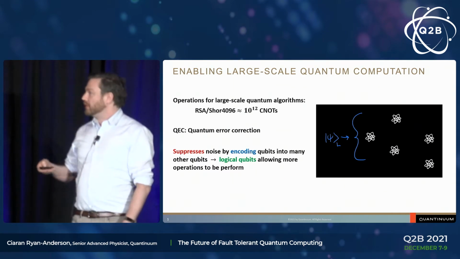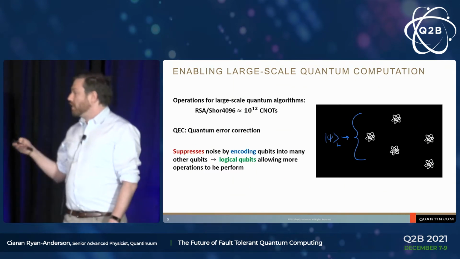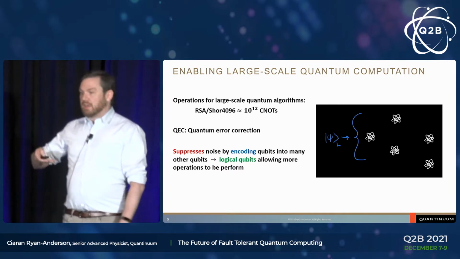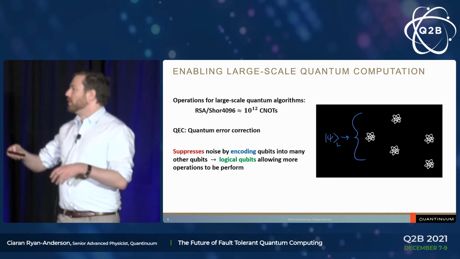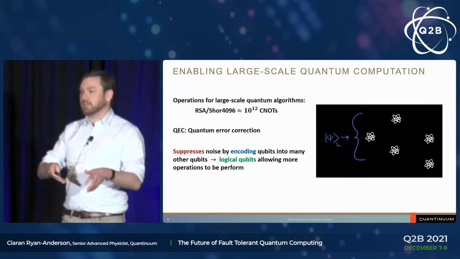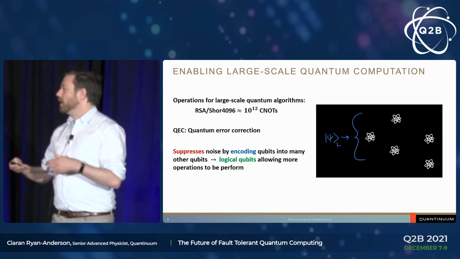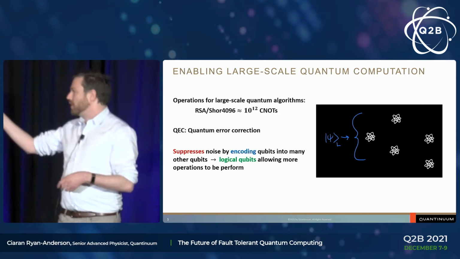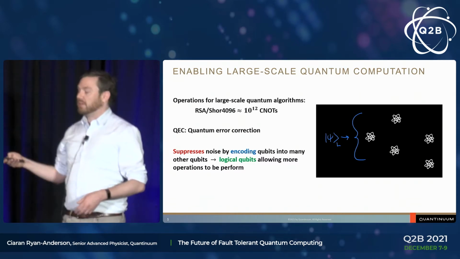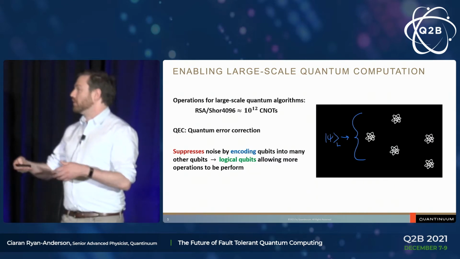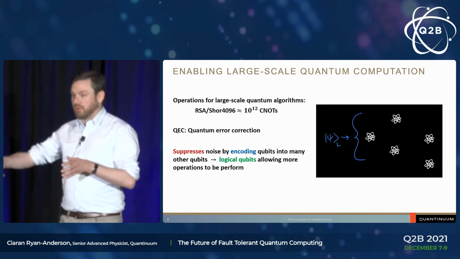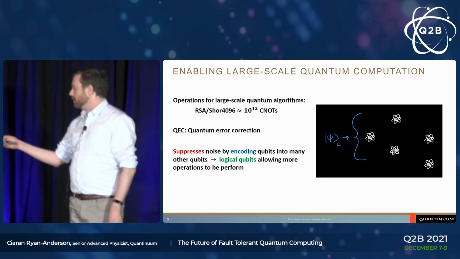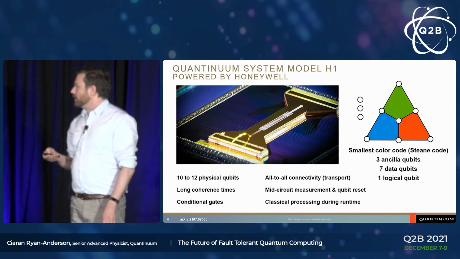And one of the big tools in the toolbox of fault tolerance, one of the main ones, is quantum error correction. Quantum error correction uses the idea of redundancy, just like in classical error correction, but you're encoding the information in qubits into many other qubits. This redundancy helps protect that information and suppress noise. These encoded qubits are known as logical qubits. And this suppression of noise on the logical level allows you to hopefully do many more operations, enabling much more complex algorithms in the future for large-scale devices.